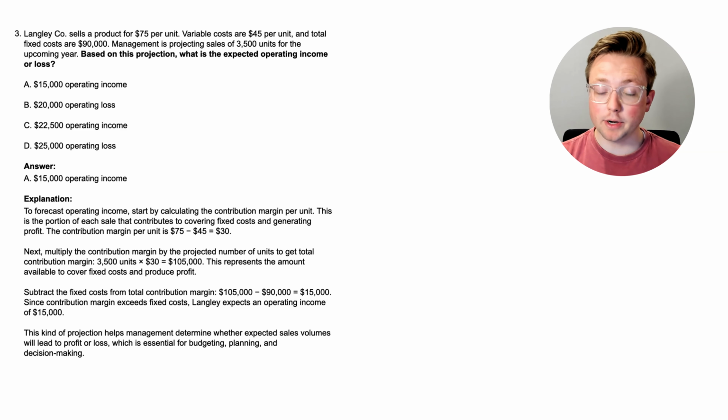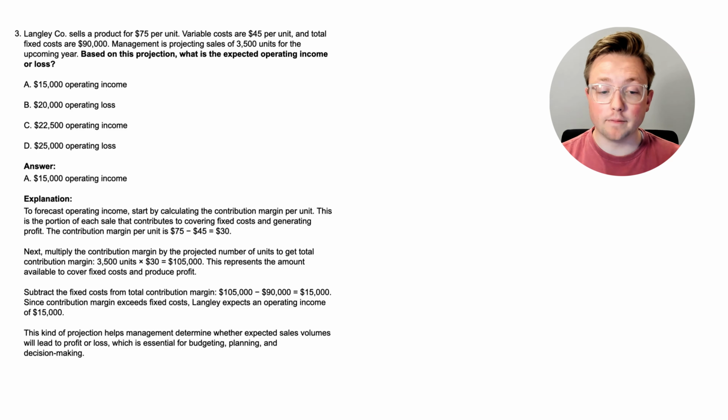To forecast operating income, start by calculating the contribution margin per unit. This is the portion of each sale that contributes to covering fixed costs and generating profit. The contribution margin per unit is $75 less the $45 of variable costs, and that gives you $30 of, again, contribution margin per unit. Next, multiply the contribution margin by the projected number of units to get total contribution margin. So 3,500 units multiplied by the $30 of contribution margin per unit, and that gives you $105,000 of contribution margin.